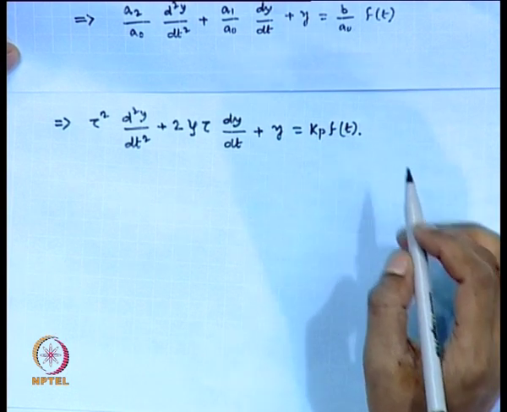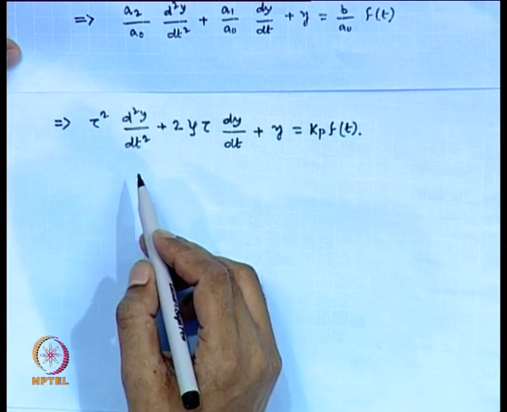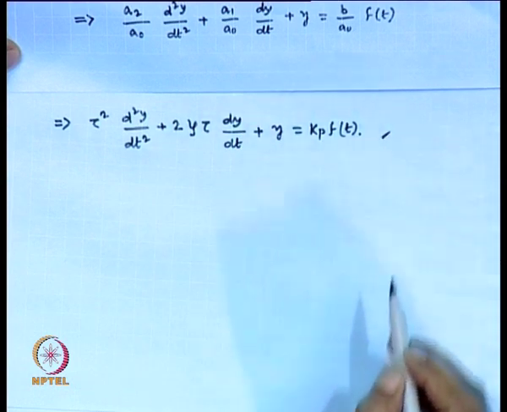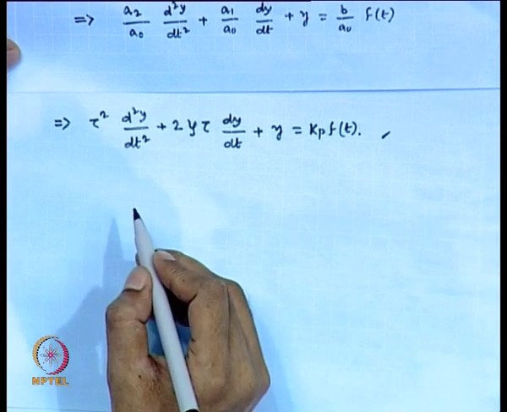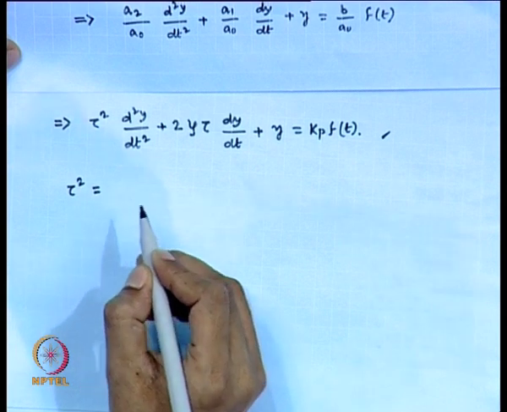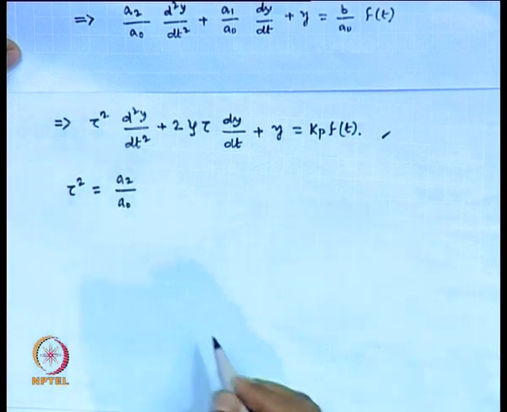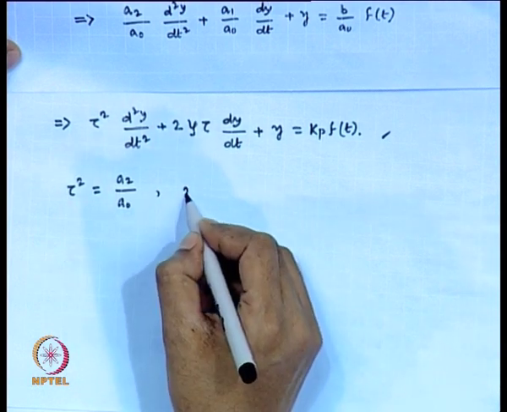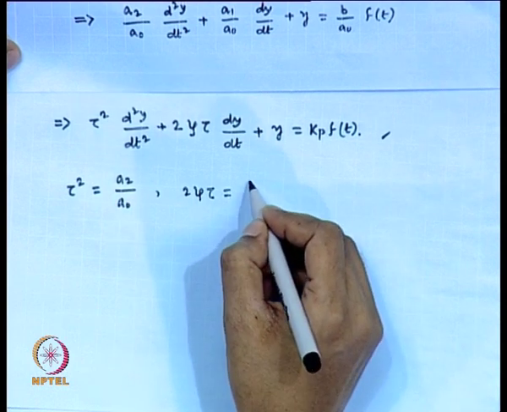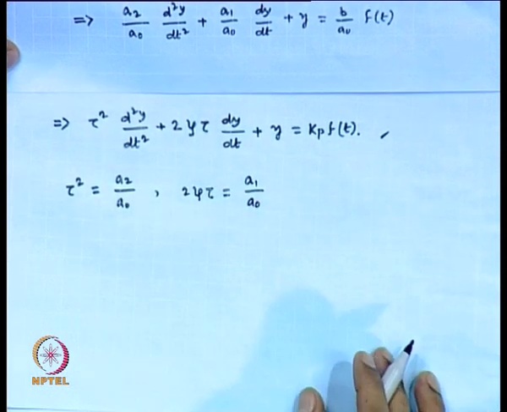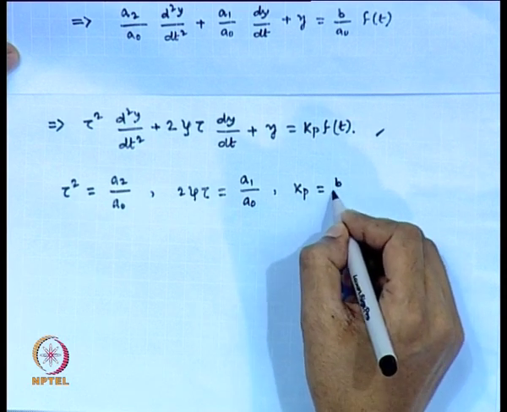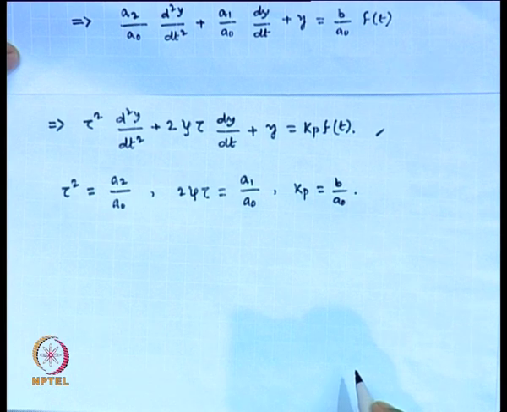Here tau squared equals a2 by a naught, 2 zeta tau equals a1 by a naught, and Kp is b by a naught. Fine. Kp is b by a naught.